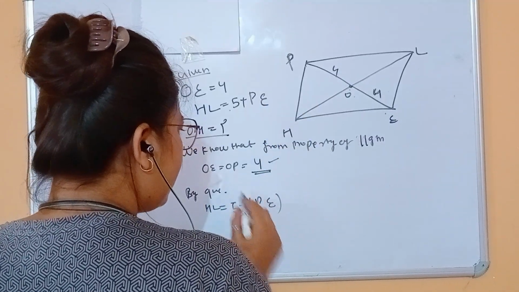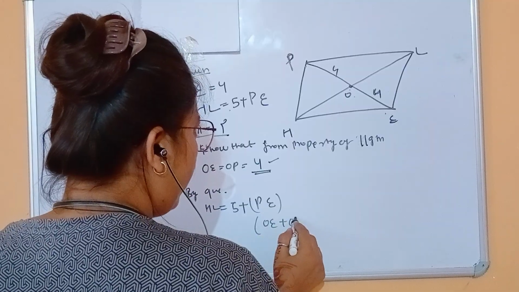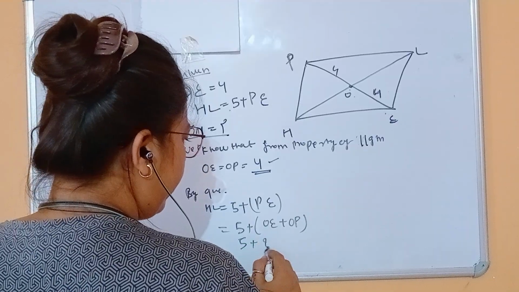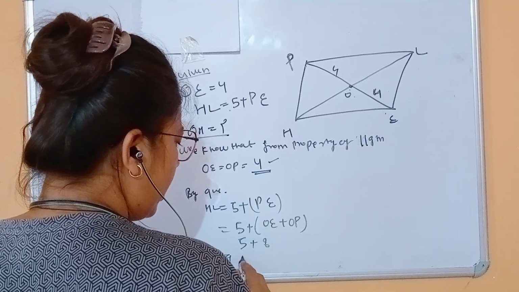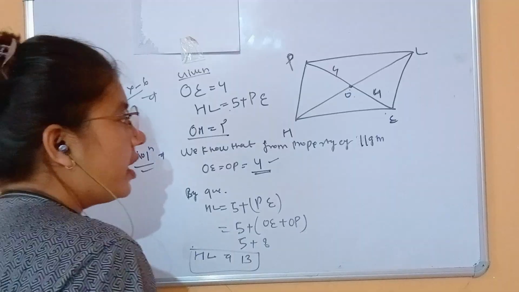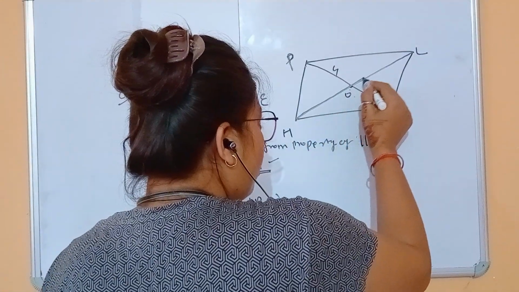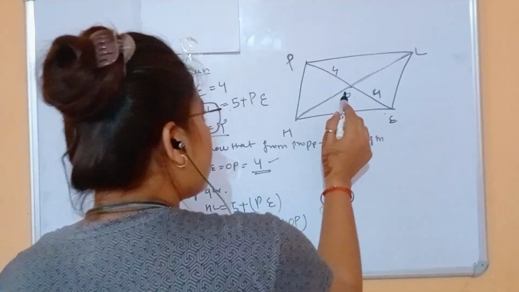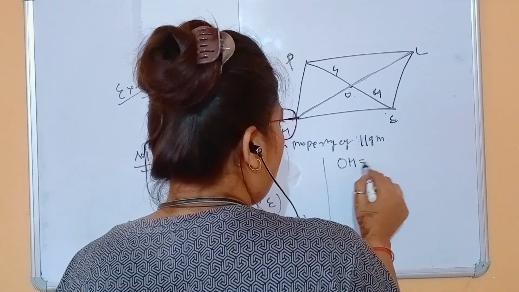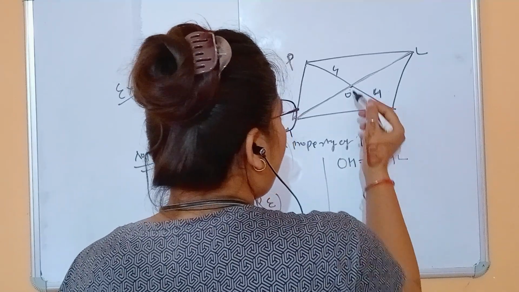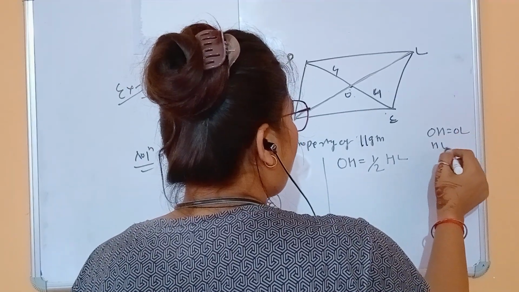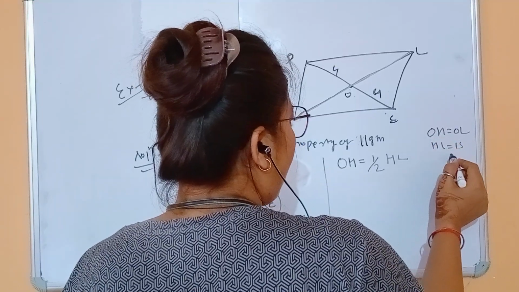PE we can say that PE is equal to OE plus OP. So here 5 plus 8, 4 plus 4 is 8. So 5 plus 8 is equal to 13. So we find easily here HL is equal to 13. So this diagonal is equal to 13. So what is asked? OH. OH is half of HL. So OH is equal to half of HL, because OH is equal to OL.